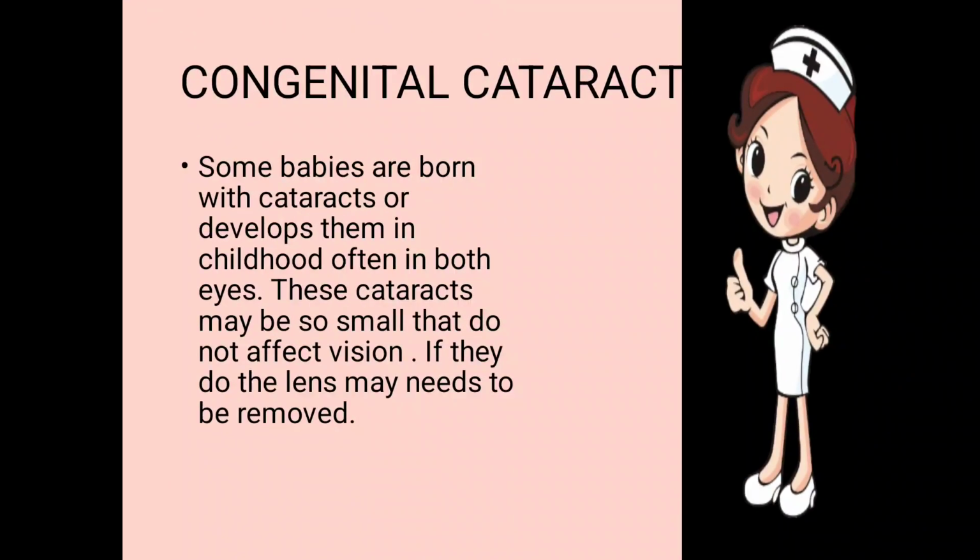Next one, congenital cataract. Now, the word congenital is related to birth. Some babies are born with cataract or develop it in childhood, often in both eyes. Okay, some babies are born with cataract, and the cataract develops in their eyes since childhood. Sometimes it takes place in one eye or in both eyes. If the cataract is small, it does not interfere with the vision, but when it does interfere with the vision, the lens needs to be surgically removed from the eye.